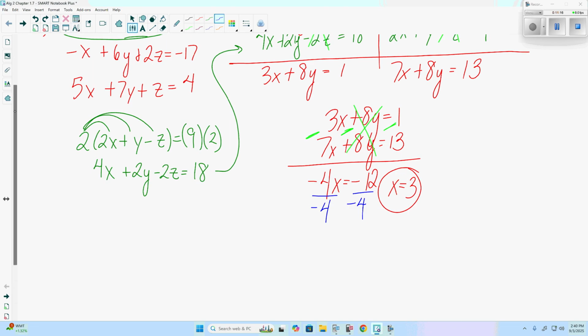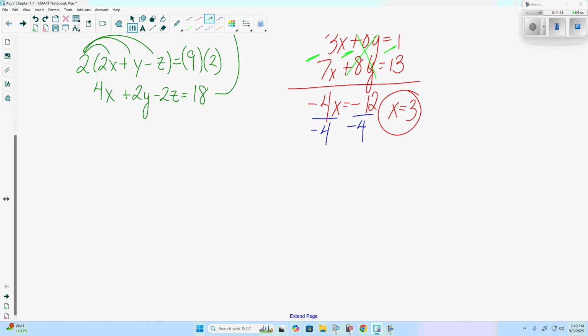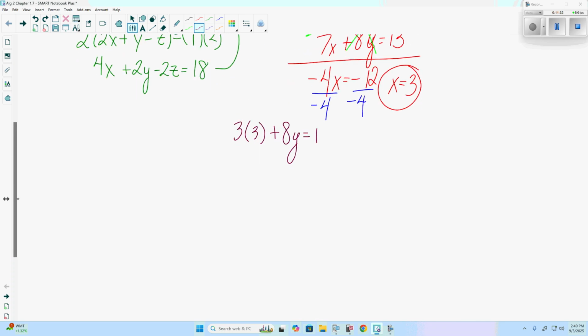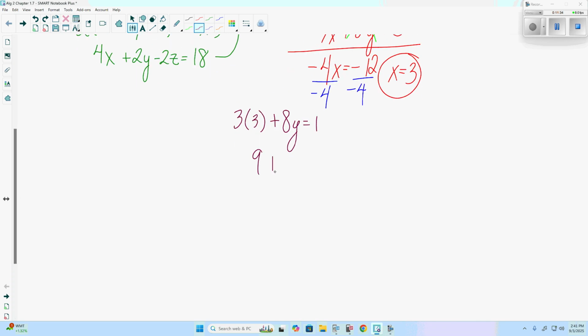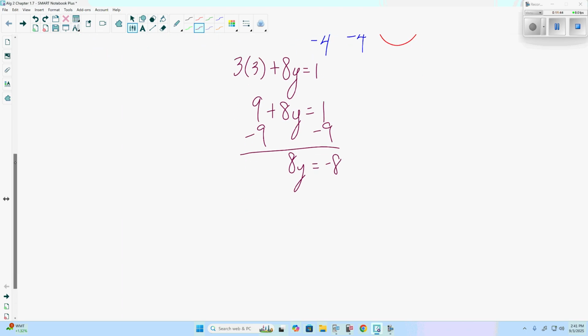3x plus 8y. At this point here, we're going to solve backwards. So 3x plus 8y is equal to 1. Well, our 3 times 3 is 9. Minus 9, telling us 8y is equal to negative 8. Divide by 8, telling us y is negative 1.